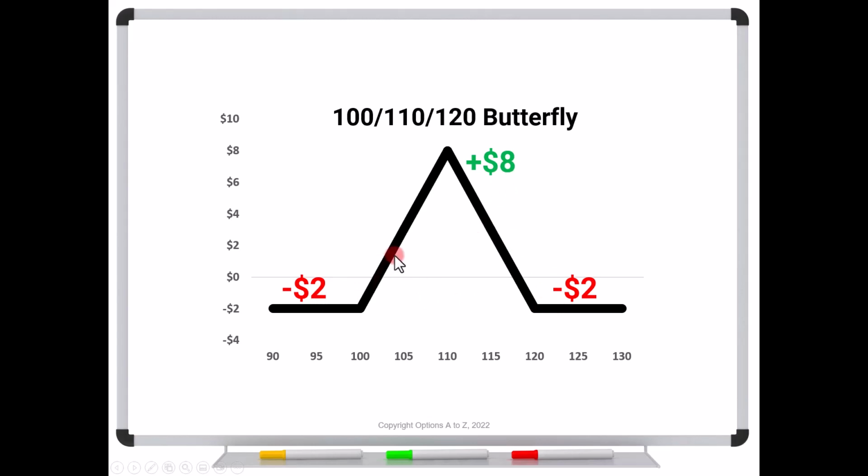However, there are also smaller butterflies in here. There are embedded butterflies. So watch this. If we have one of these spreads, this 100, 110, 120, mathematically I also have one of the 100, 105, 110s. I have two butterflies at the 105, 110, 115 strikes, and then I have one at the 110, 115, 120. Now sometimes traders find this hard to believe. How could you have 4 of these smaller butterflies inside of a larger one?